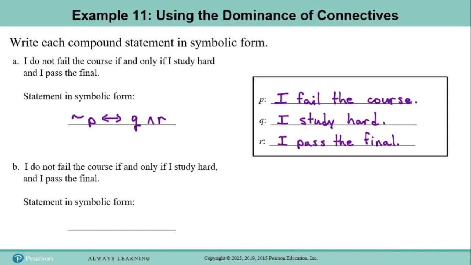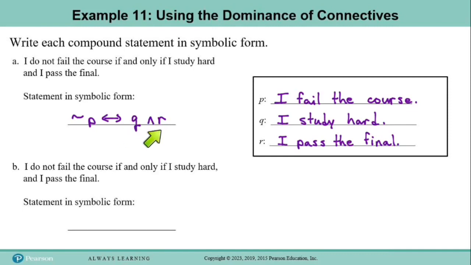Okay, now let's look at this. The connectives that we have are the negation, the biconditional, and the conjunction. So the most dominant connective is the biconditional. That means everything before the biconditional would be grouped together, but there's only one thing there. And everything after the biconditional will be grouped together.